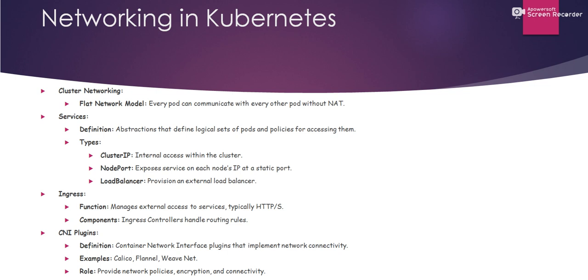Kubernetes networking ensures seamless communication between pods and external users. Cluster networking allows pods to communicate across the cluster without NAT. Services provide stable network endpoints for accessing pods, with options like ClusterIP, NodePort, and LoadBalancer. Ingress manages HTTP and HTTPS routing for external access. Networking is supported by CNI plugins like Calico and Flannel, which extend capabilities such as policies and encryption.